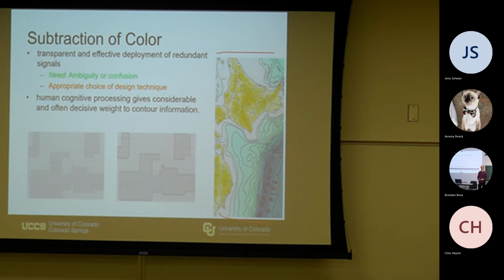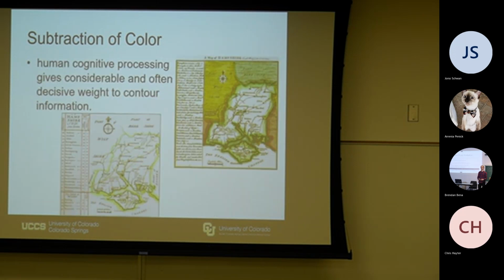Note the dramatic effect of the contour here, which is visually shifting the color within the outline hole, sharply distinguishing the building from the surrounding ground. So this technique of cartography and graphic design is confirmed by theories of vision, which point out that human cognitive processing gives considerable and often decisive weight to contour information.